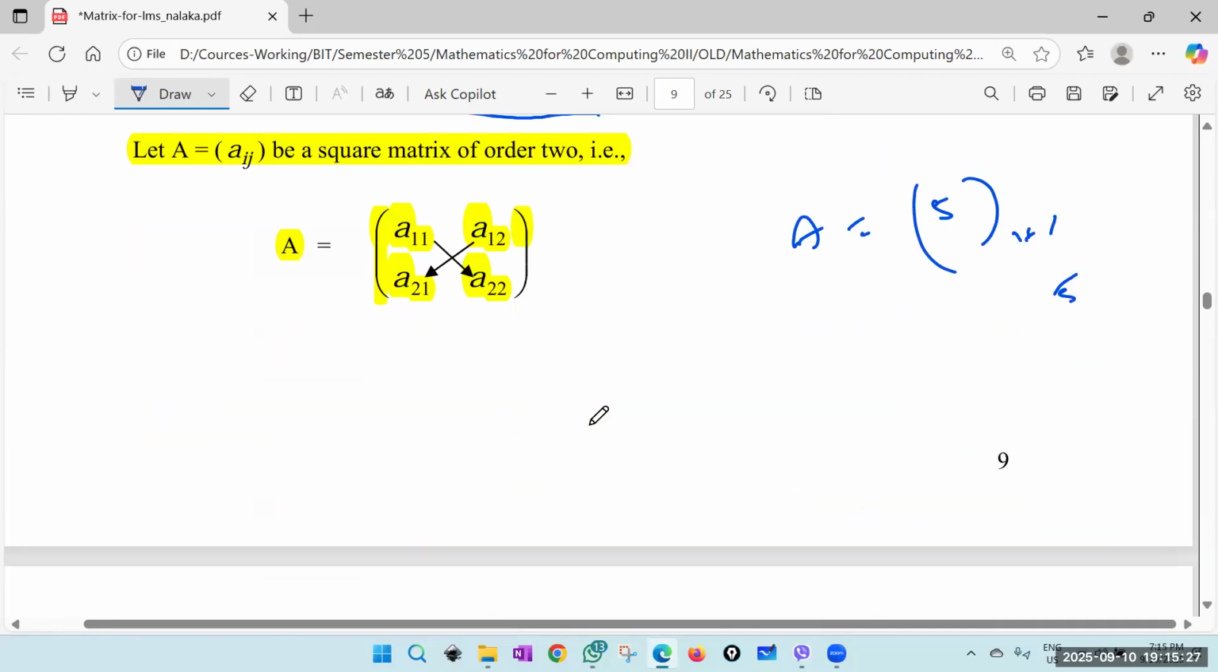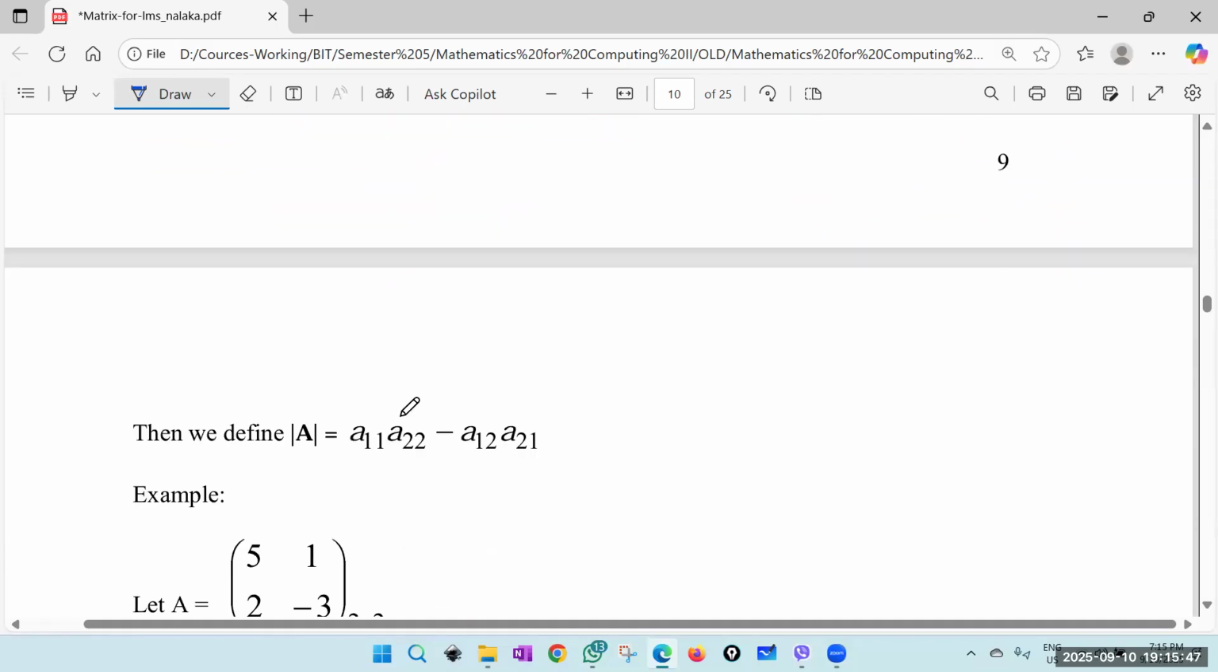how do you find the determinant? You cross multiply your main diagonal elements, then subtract the product of the other diagonal elements. This is your main diagonal. Then subtract the other diagonal element after multiplication. So therefore, it's A11 into A22 minus A12 into A21, and you get a number.